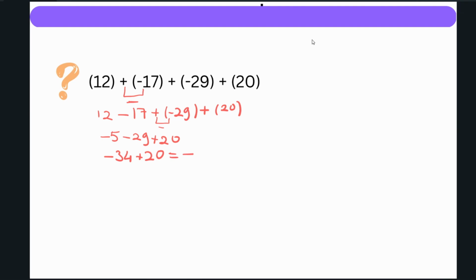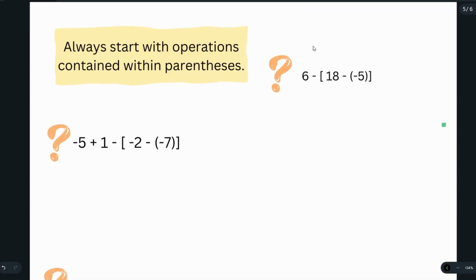34 plus 20. If you're struggling, you can just write it on top of each other. It will make it easier. So let's just subtract them. 4 minus 0 is 4. 3 minus 2 is 1. The answer is -14. And this is our last rule for this video.